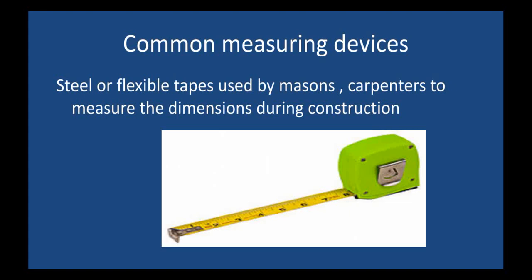Now let us study about some of the common measuring devices. Most of these we have already seen before. At different places you might have seen some of these. So first is the steel or flexible tape. You might have seen these. These tapes are used by carpenters and masons to measure the dimensions during construction.